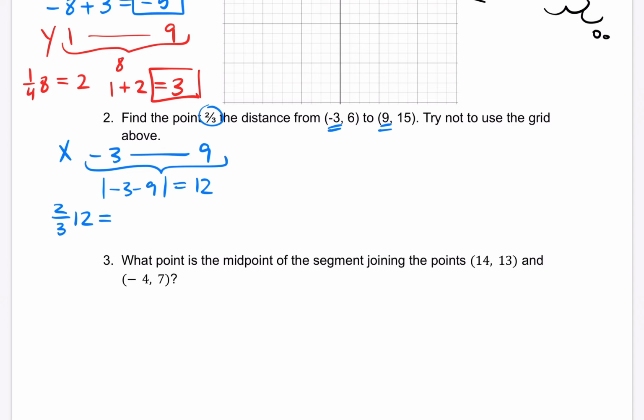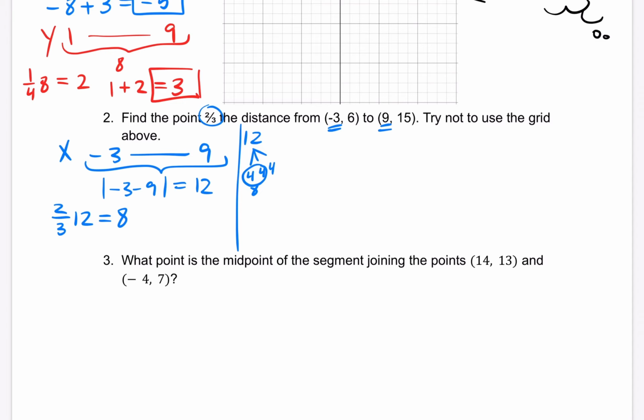You can just always plug this in your calculator if you want to, but I'm just going to write over here. For me, I like to split 12 into thirds. That'd be 4 plus 4 plus 4. And I want 2 of those thirds, so that is a total of 8. All right, so 8 is 2/3 of 12.